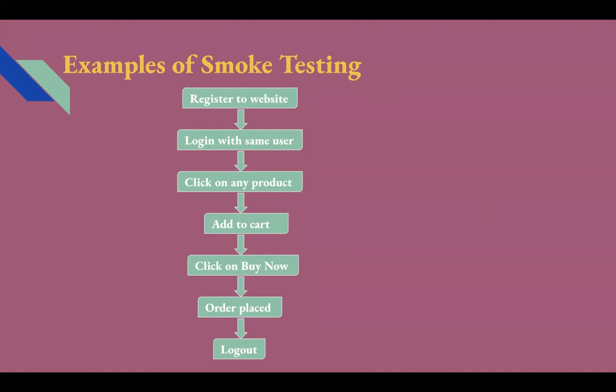Click on any product, the description page should be opened. Click on add to cart, the cart should be opened. Click on buy now, payment options should be displayed. Order is placed. User is able to click the log out button and the login page is displayed.